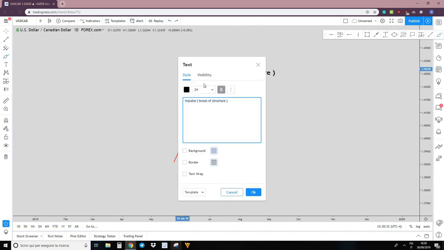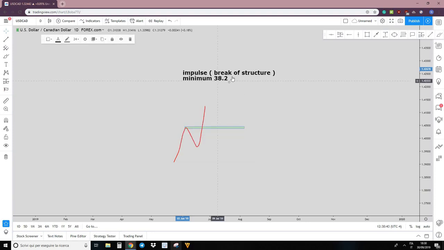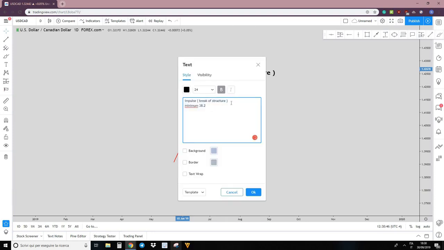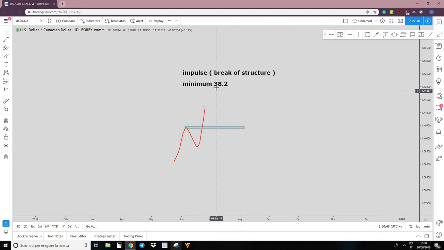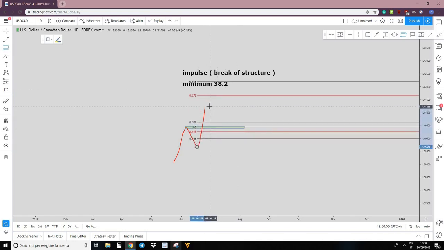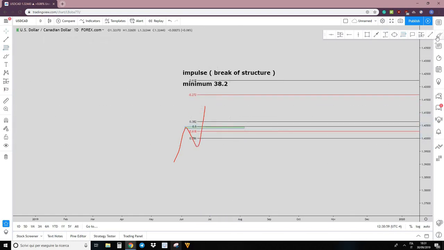Then we need to have another rule, which is we need to have at least a retracement to the 382 Fibonacci. At least the minimum is 382. And how you're supposed to take this Fibonacci is from this low to this high. So basically, by taking your Fibonacci from the low to the high and waiting for a retracement at least to the 382, you will have very high probabilities for the next push to the upside.